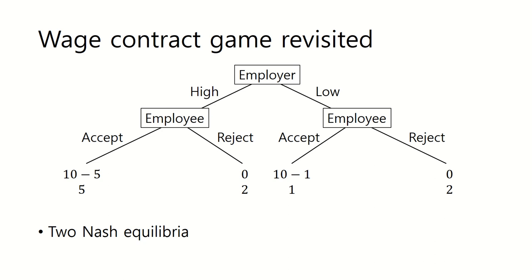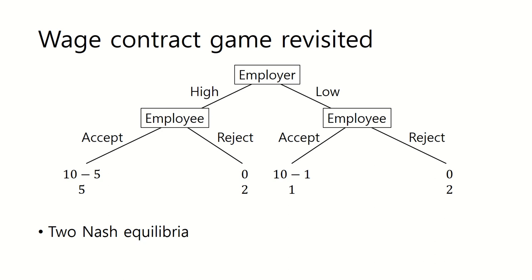Okay, so let's go back to this wage contract game. We enriched this game by allowing conditional strategies. We make the game more dynamic. In the first stage, the employer makes an offer, and the wage is either high or low, right? So the employer's first action is either high or low. And in each situation, let's say the employer offers a high wage, the employee decides whether to accept it or reject it.